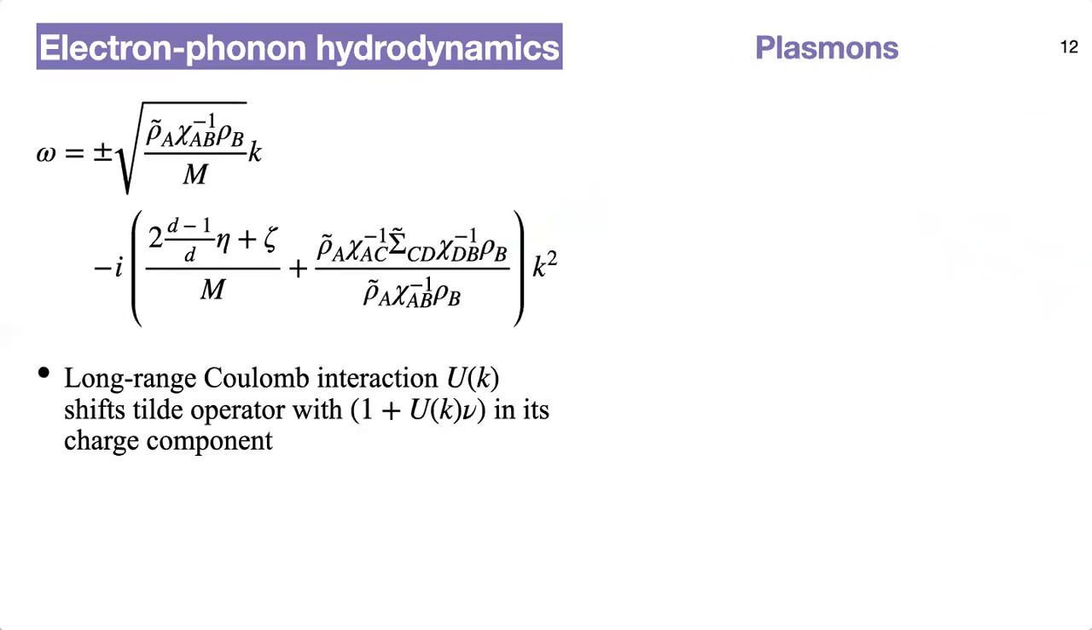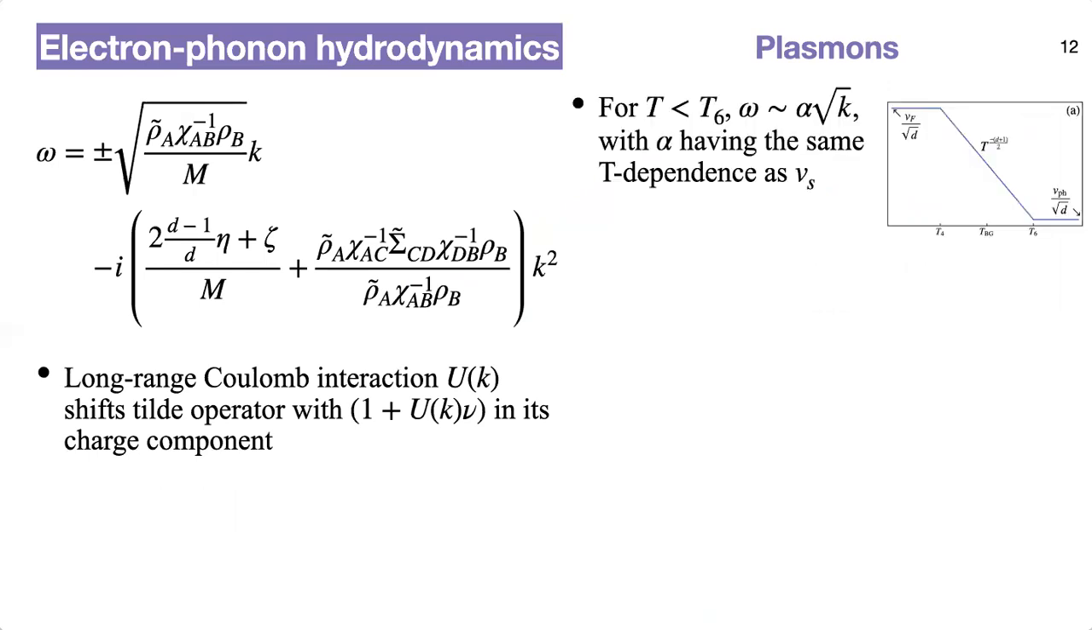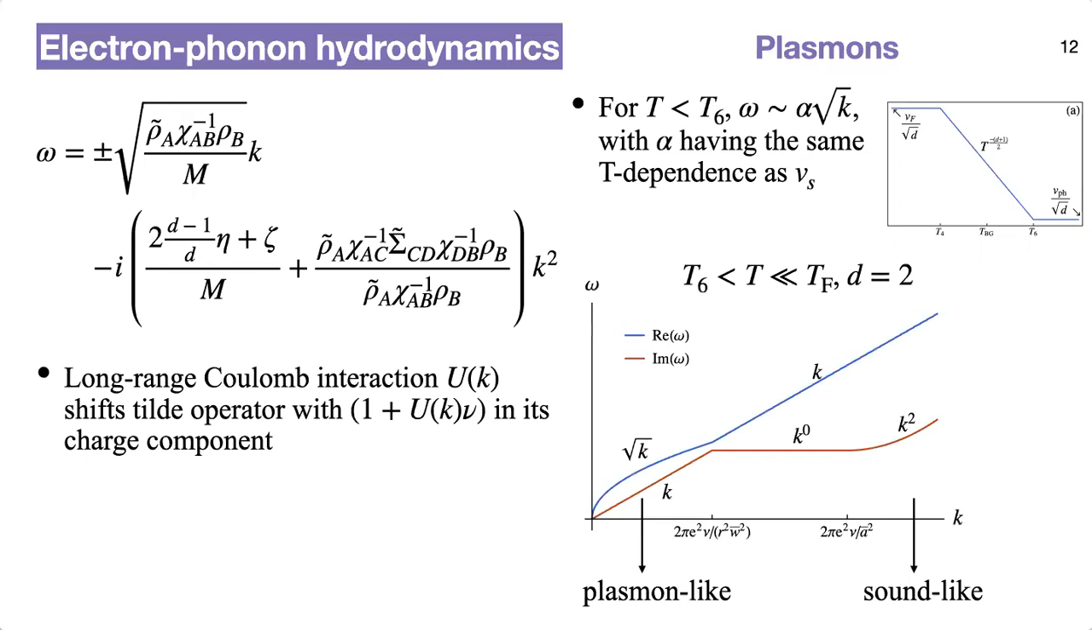Okay, apart from the sound mode, we can also have a plasma dispersion relation correction to the sound mode. This is really induced by the long-range Coulomb interaction. For temperatures below T6, we find the conventional plasma dispersion relation, but with the coefficient having the same temperature dependence as the sound velocity. While above T6, the dispersion relation becomes more interesting and depends on the scale that you are interested in.